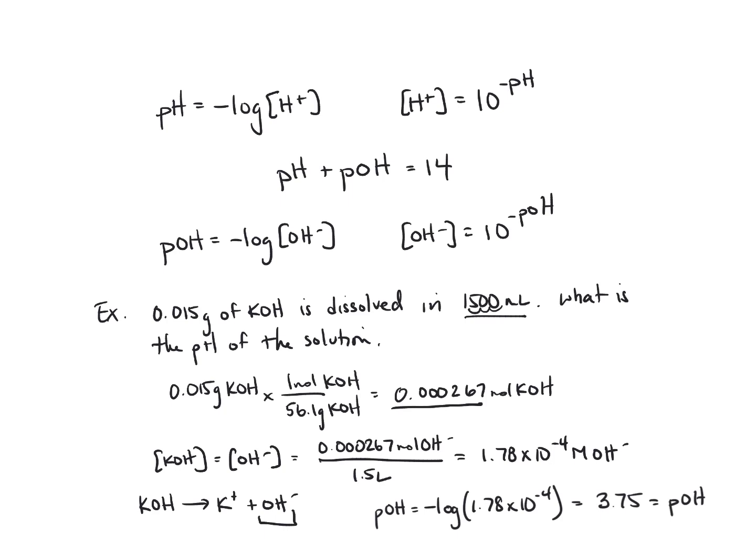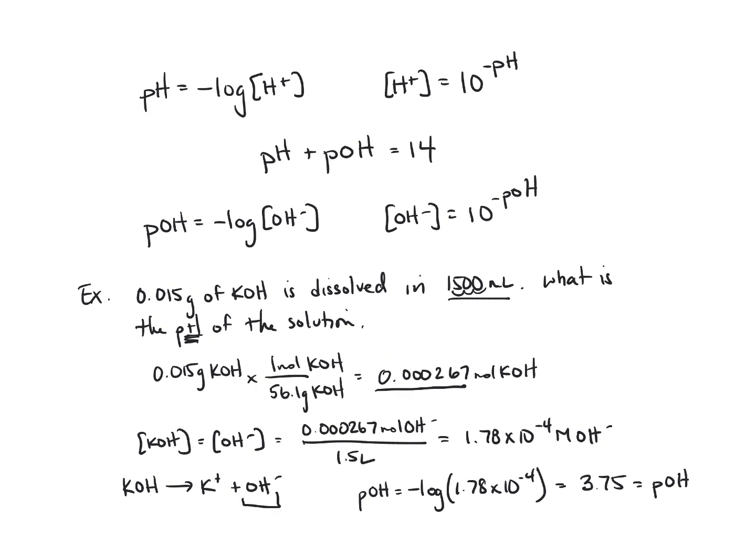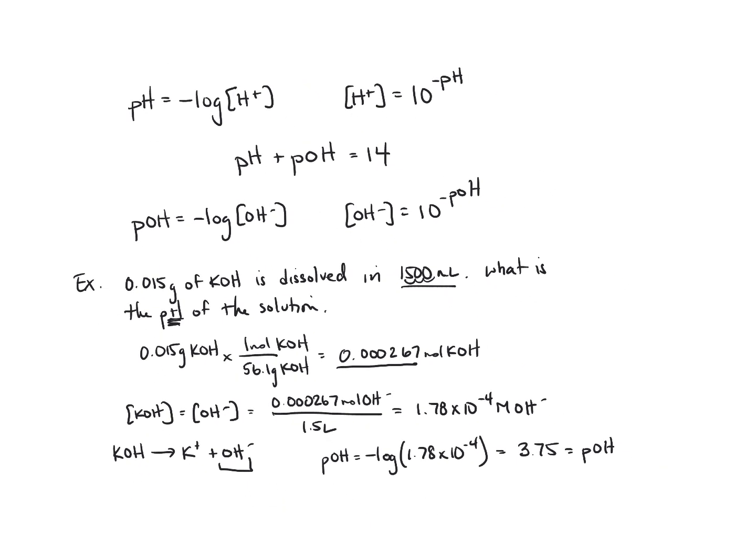The question is asking for the pH of our solution. We're not looking for the pOH, we're looking for the pH. So what's our last step? If I shrink this a little bit, what we have is pH plus pOH is equal to 14. So pH is just 14 minus 3.75, which is equal to 10.25. And that would be considered our answer to this problem.